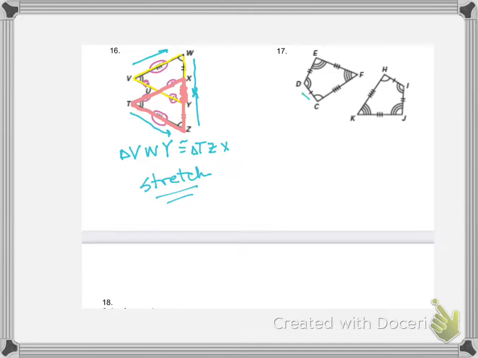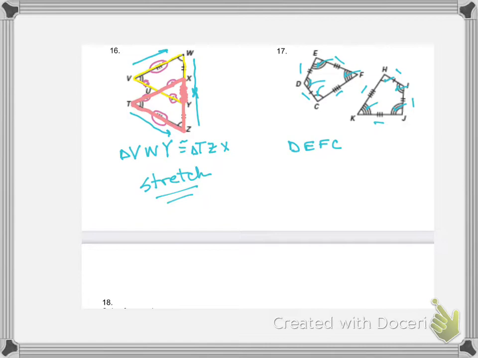So I see I have 1 and 1, 2 and 2, 3 and 3, 4 and 4. Okay, so I have matching sides. Do I have matching angles? 1 and 1, 2 and 2, 3 and 3, and 4 and 4. So yes, I have matching sides and matching angles. So why don't I figure out how I want to name this? If I'm going to name the first one D, E, F, C, let's see how I did that.